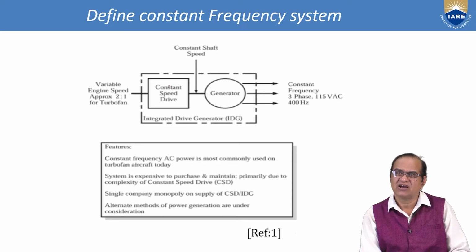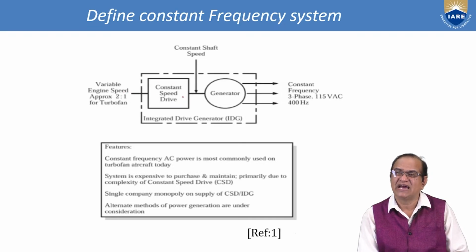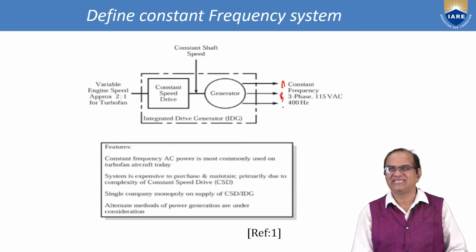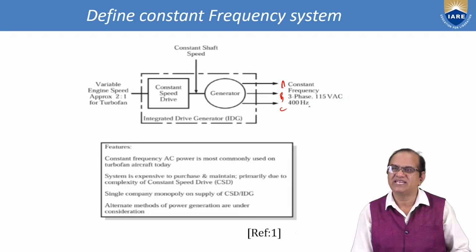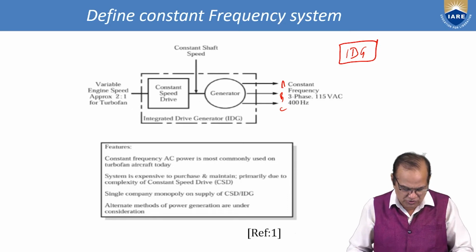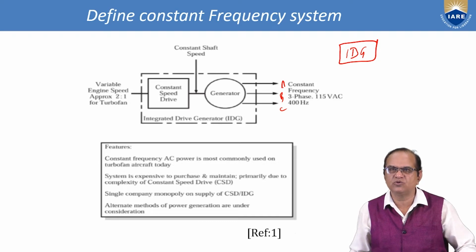The purpose of this constant speed drive is to take the power from here, and it will make sure that the generator is getting a constant RPM. So by this constant RPM, it will supply a constant frequency, 3 phase A, B and C, 115 volt AC and 400 hertz supply, obtained by this constant frequency system, and this equipment is called IDG, integrated drive generator.